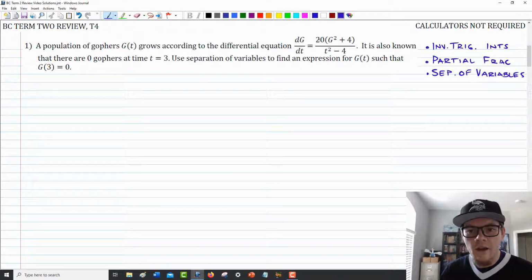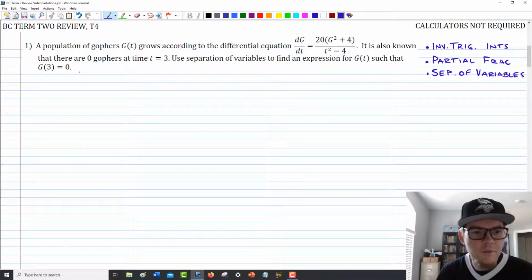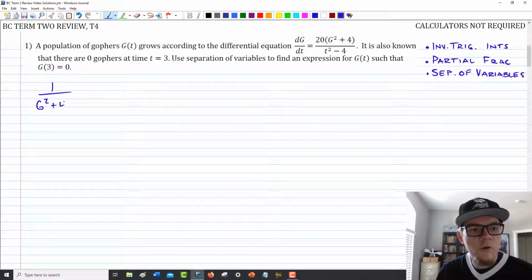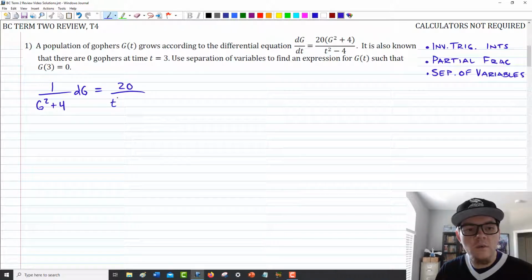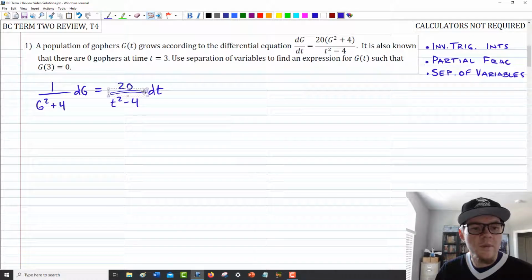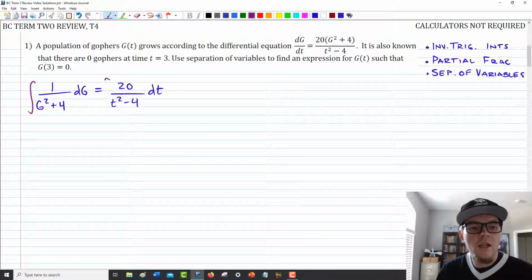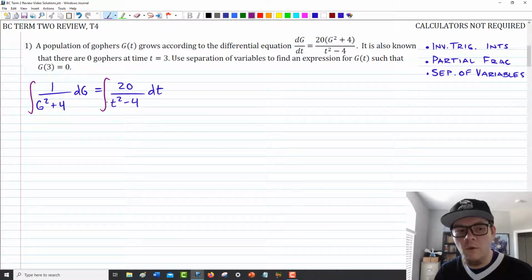So in looking at this, obviously, I want to get the g's on one side and the t's on the other. Again, I'm just going to move pretty fast, but hopefully you'll be okay with this. I'm going to get 1 over g squared plus 4 dg on the left side, and on the right side, it looks like 20 over t squared minus 4 dt. That's a pretty quick step to get through that mess, but that is our first step. We've separated the variables. Now we go to anti-differentiate, and this is where everything goes wild.